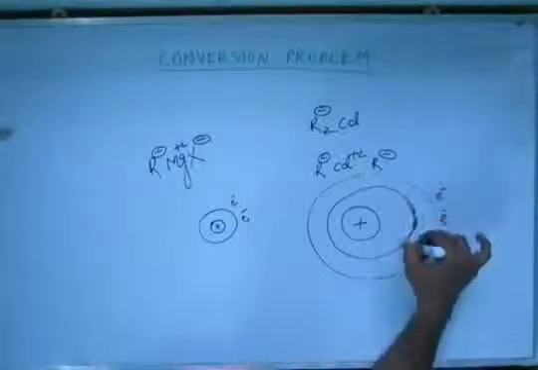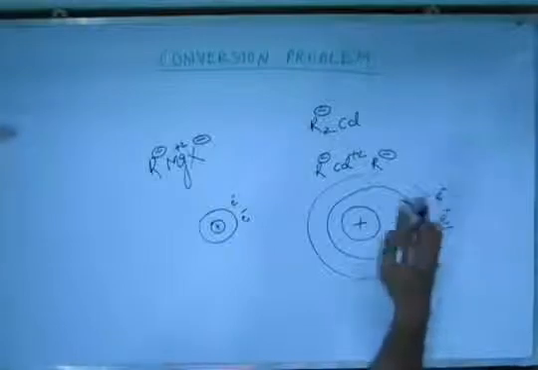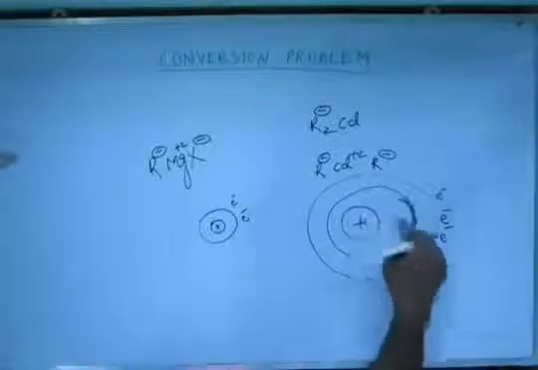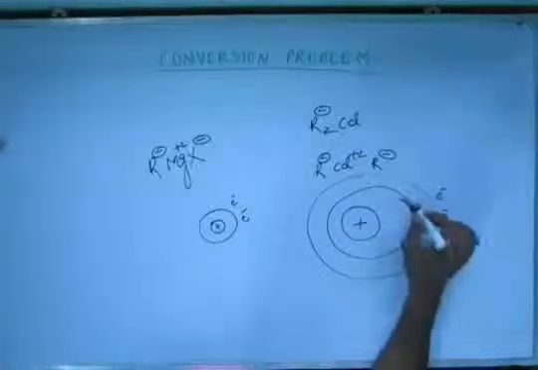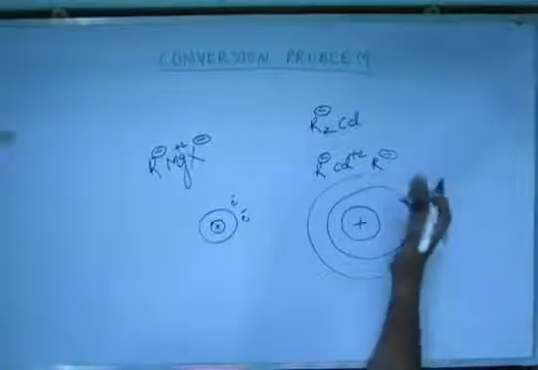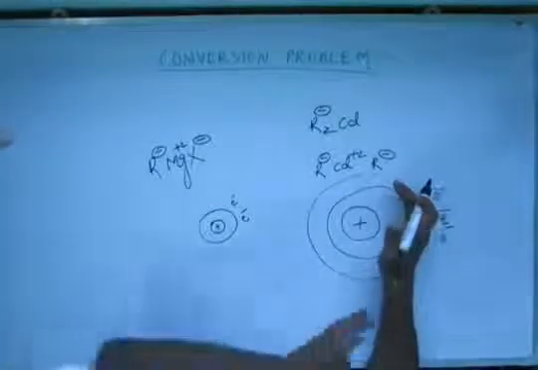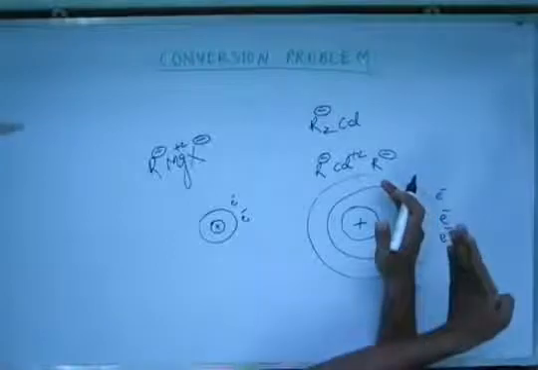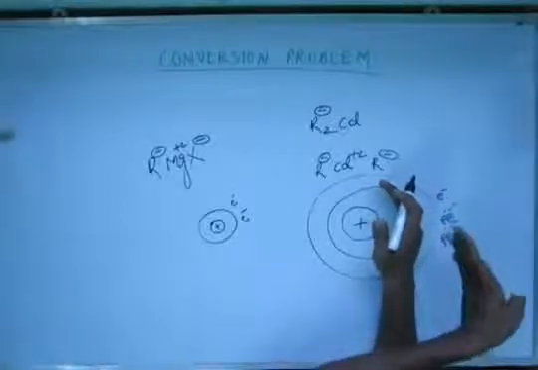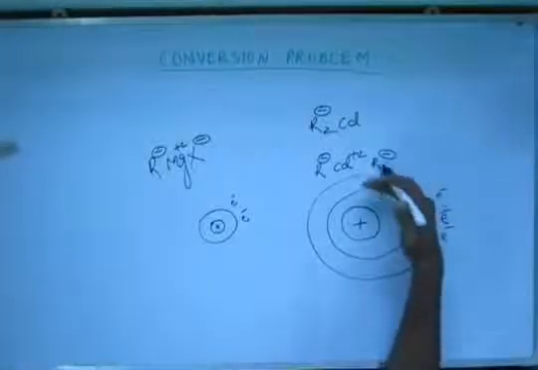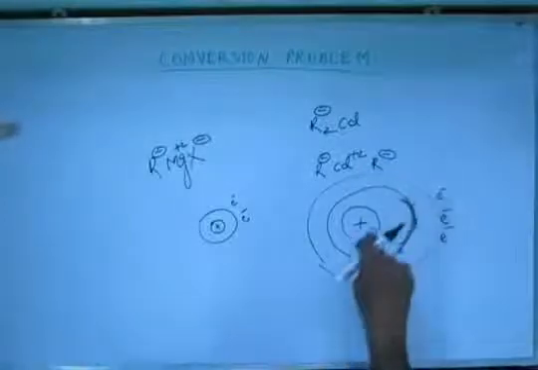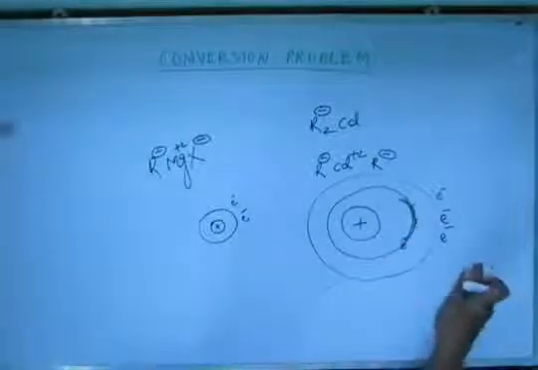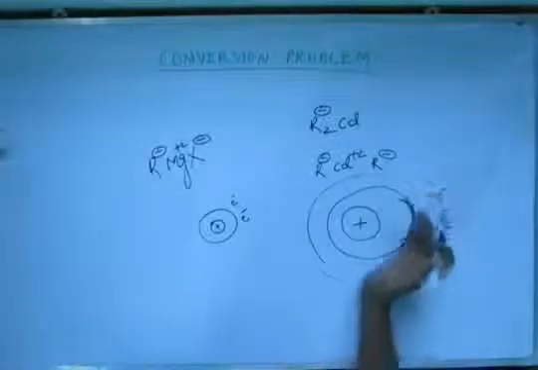Now these electrons will try to shield the effect of this nucleus on the outer electron. This effect is called shielding effect. If you have some electrons in between, these electrons will tend to repel the electrons which are in the outer shell or outside the outermost shell. So it will act as a barrier between the internal nucleus and the outermost electron. This effect is called shielding effect.